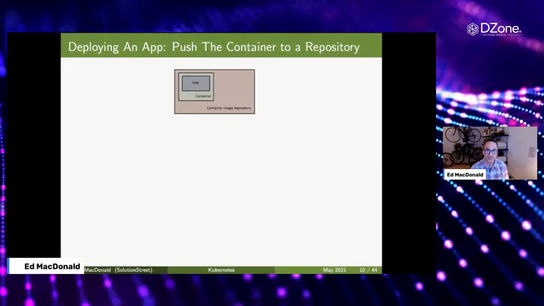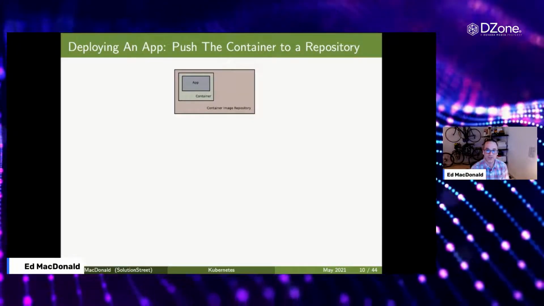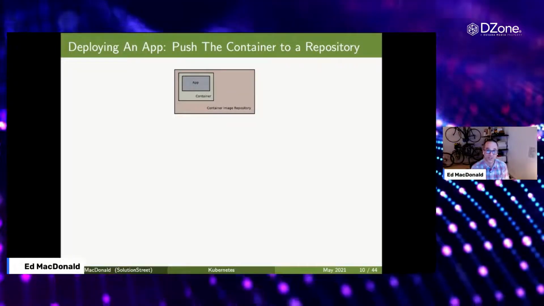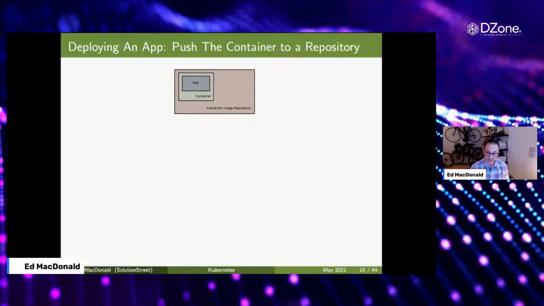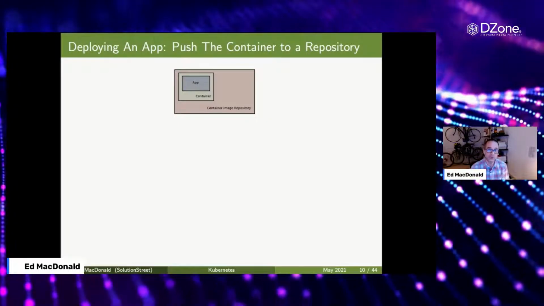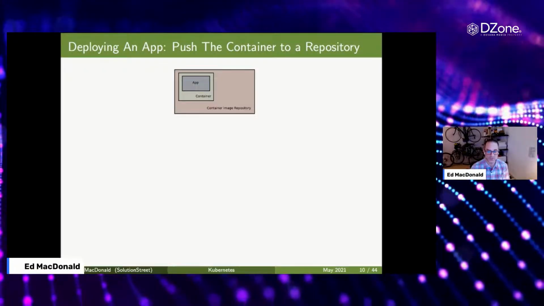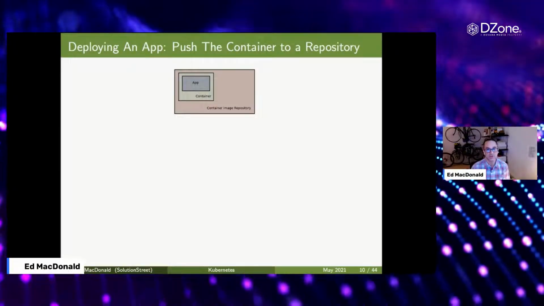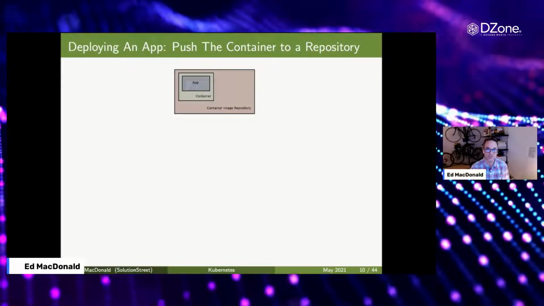Then you have to push that container to an image repository, a container image repository like JFrog or Nexus, somewhere that your Kubernetes cluster is configured to pull containers from. So that's one of the steps when you set up your cluster, is you have to tell it where its source of containers are from.